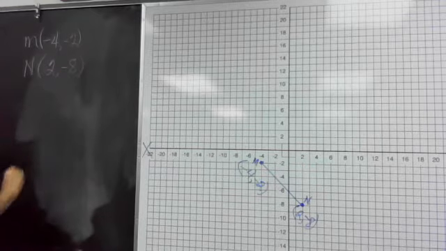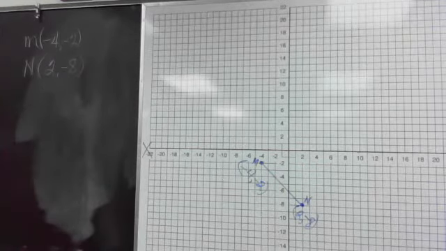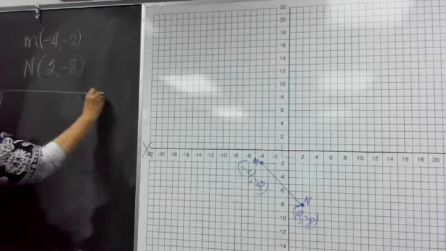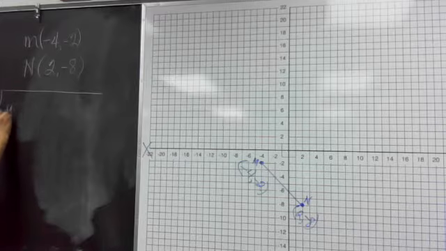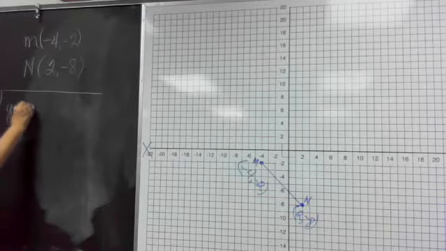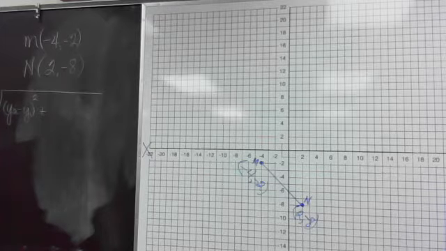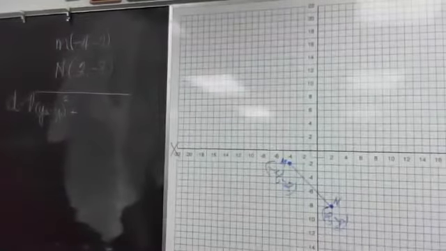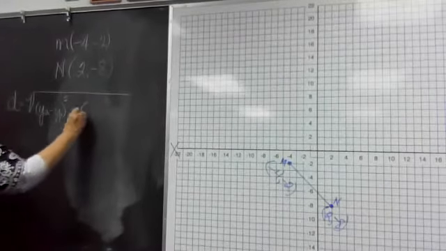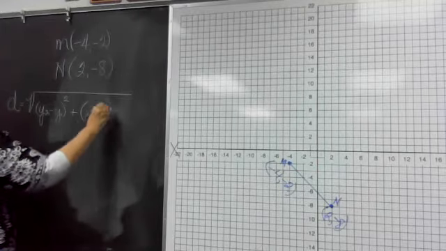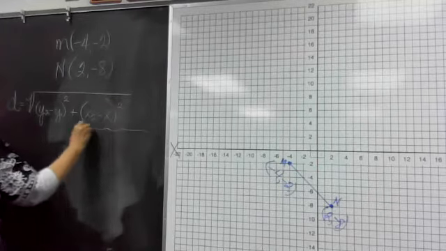Now, when you know the 2 endpoints, you're able to find the distance or the length between the 2. And the way you do that is to use the distance formula. The distance formula is D for distance equals the square root of y2 minus y1 squared plus x2 minus x1 squared.